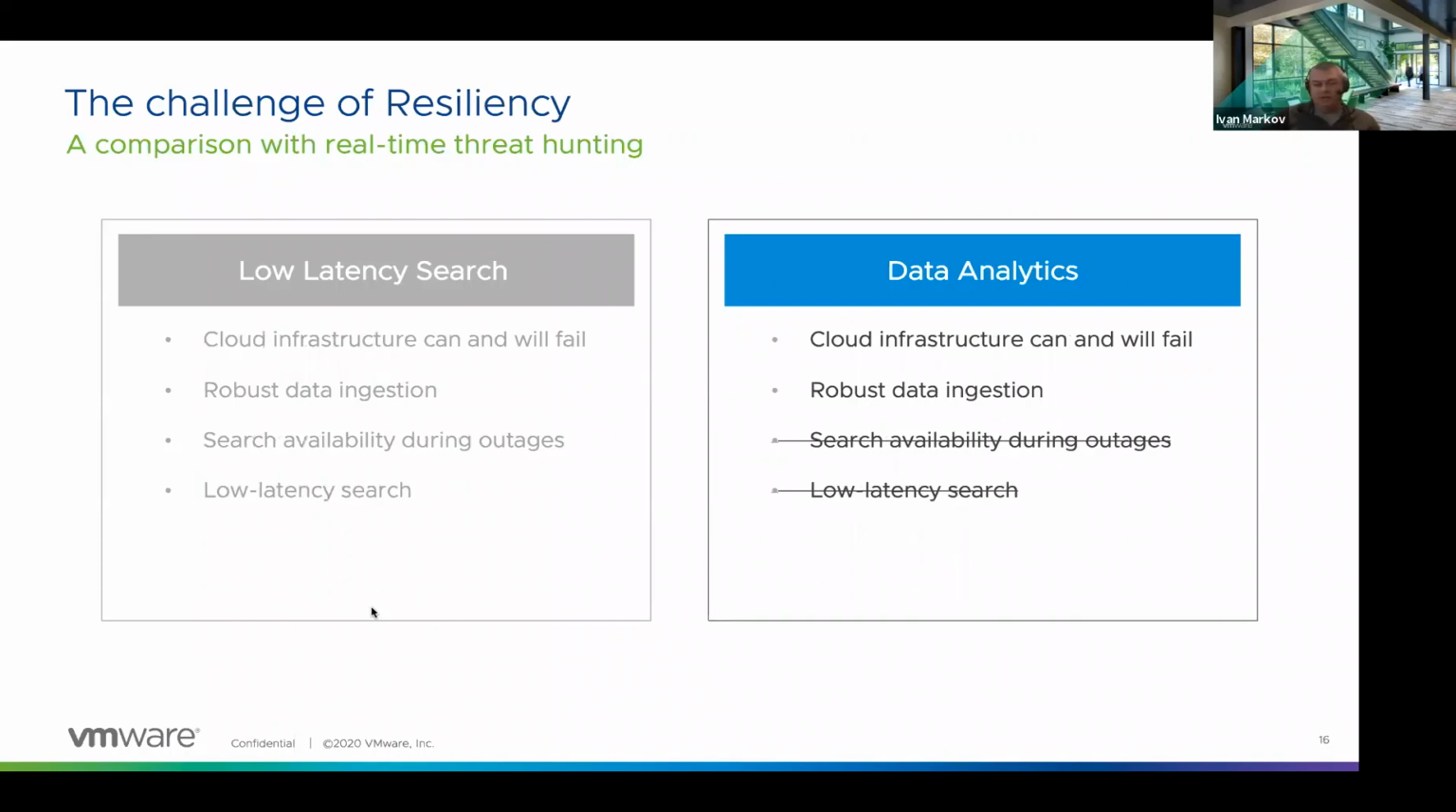Yeah, cloud infrastructure can and will fail for us as well, I guess. Robust data ingestion is therefore also a topic. Search availability during outages, apparently not so important. Again, this is for SMEs and data scientists, and low latency search is of course out of the equation.